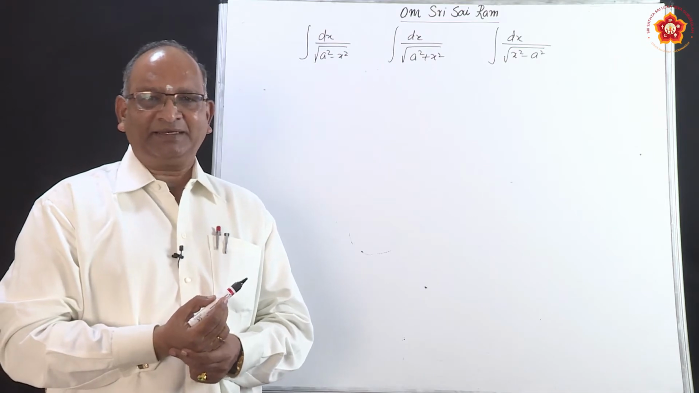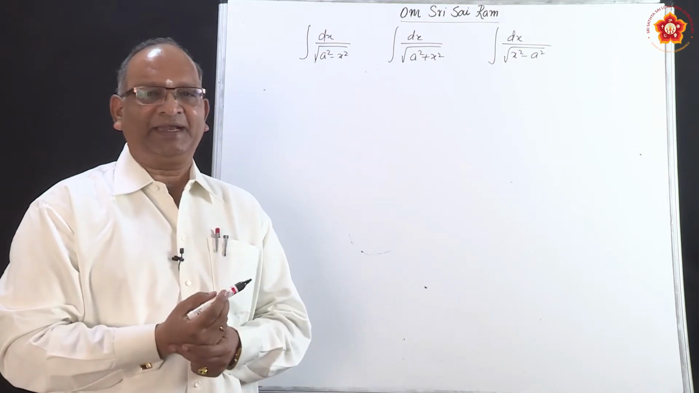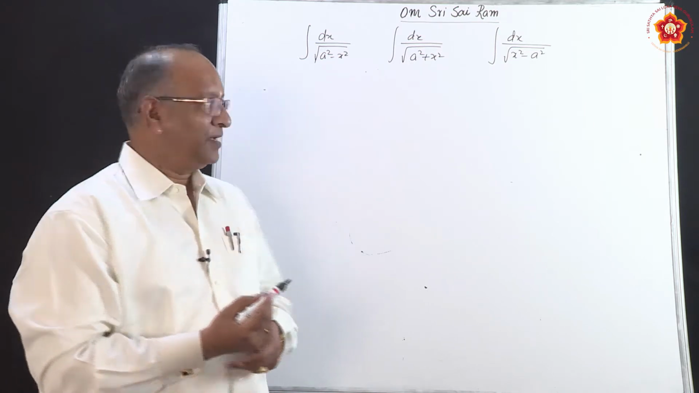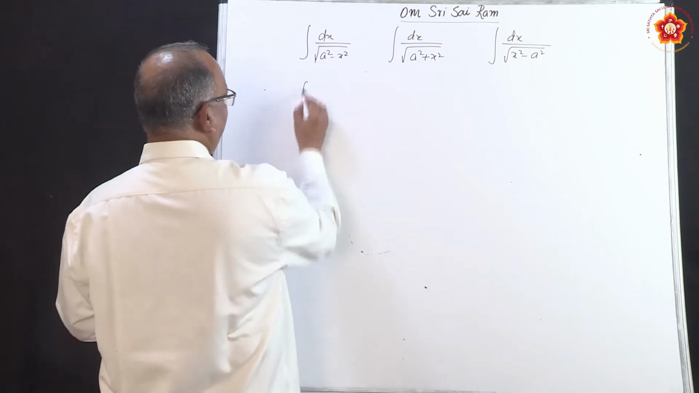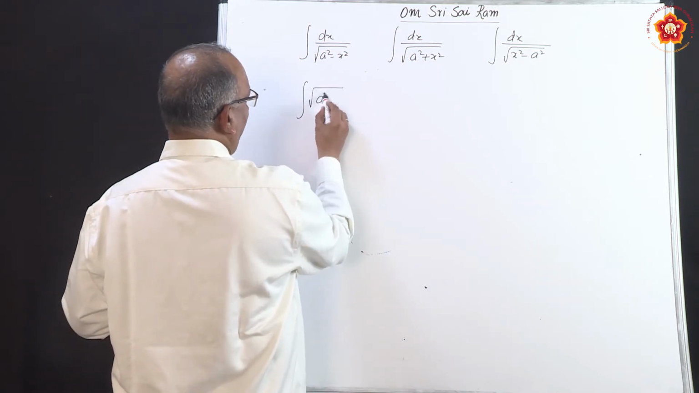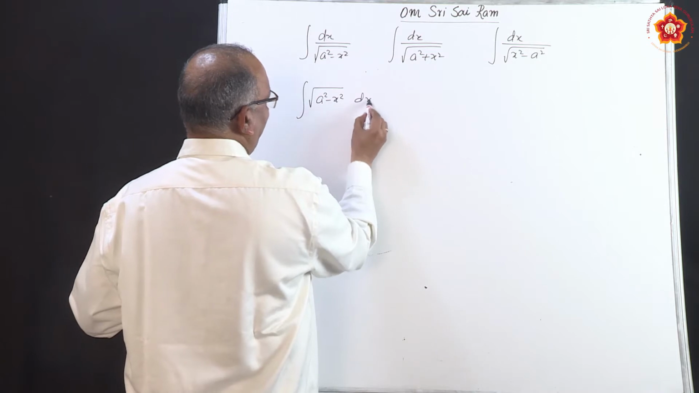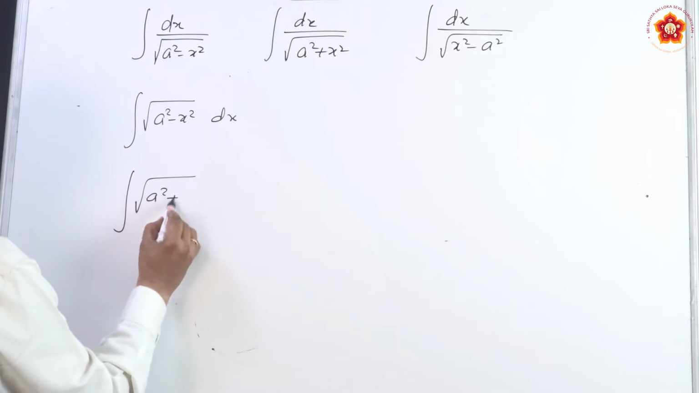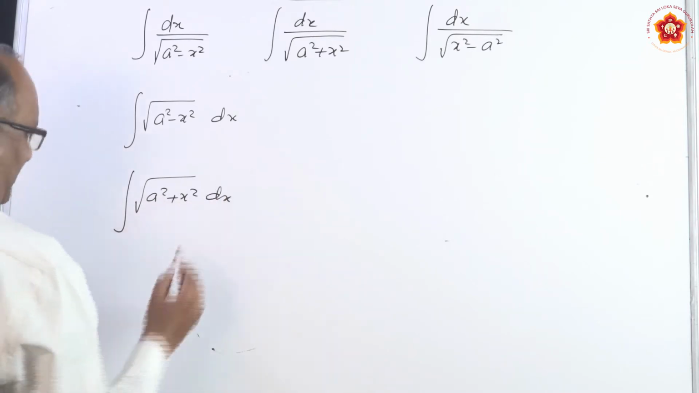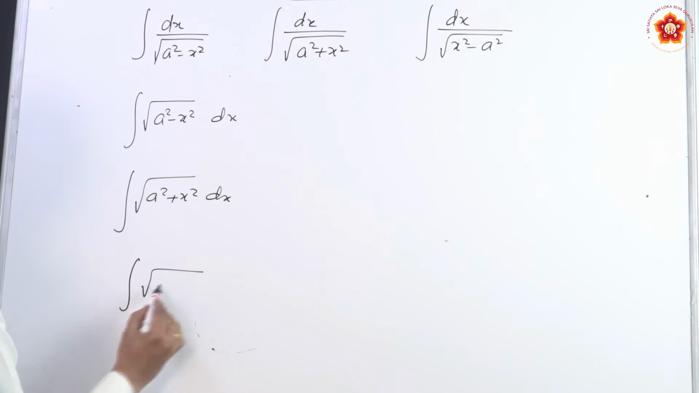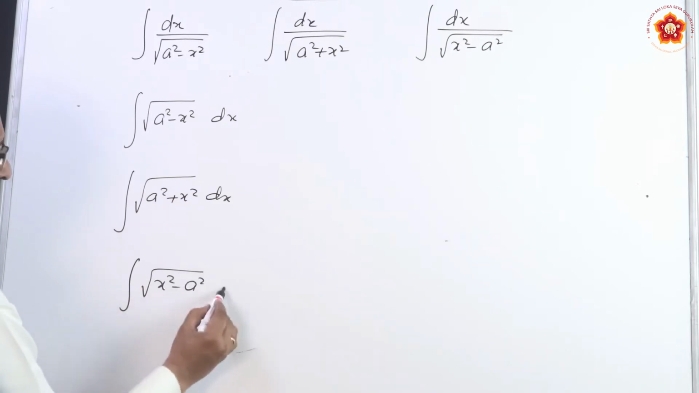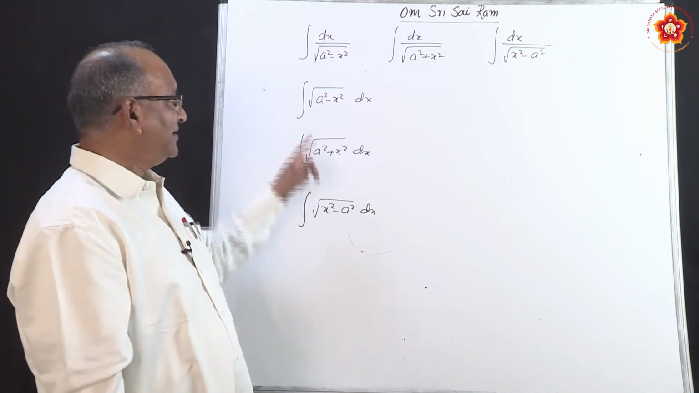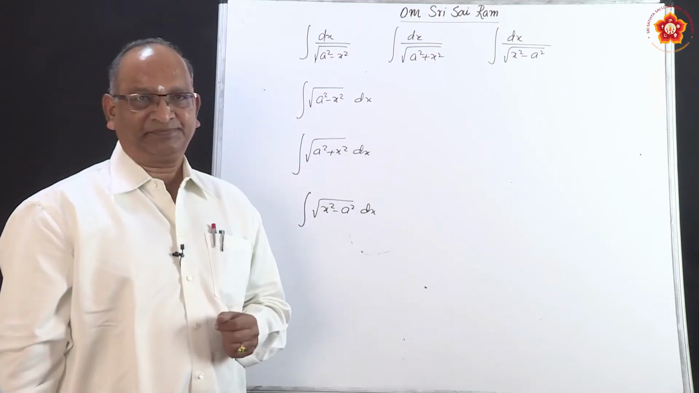Now just imagine that the function which is in the denominator comes to the numerator. It is going to be like this: integration of under root of a square minus x square dx, integral of under root of a square plus x square dx, and integral of under root of x square minus a square dx. Today we are going to study these three functions.